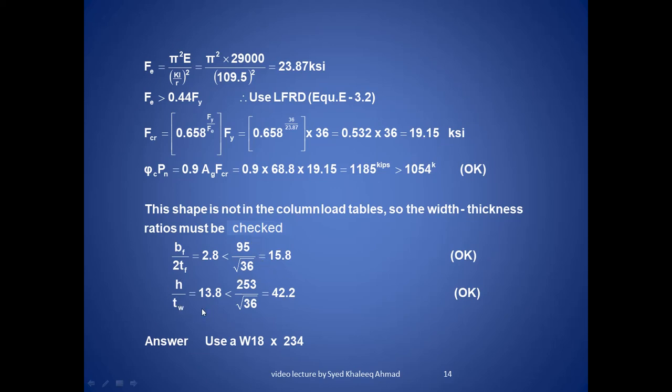Then h upon tw, we calculate the value of h upon tw from the table, which is given, and we found that it is less than 253 by root 36, which is 42.2. So then we use a W18 by 234 section. With this, we complete this example, and I hope these examples for design of column will help you to design different types of steel columns.